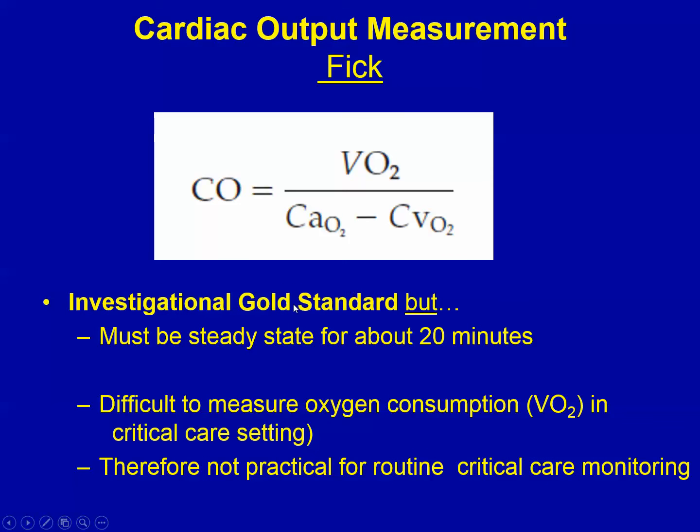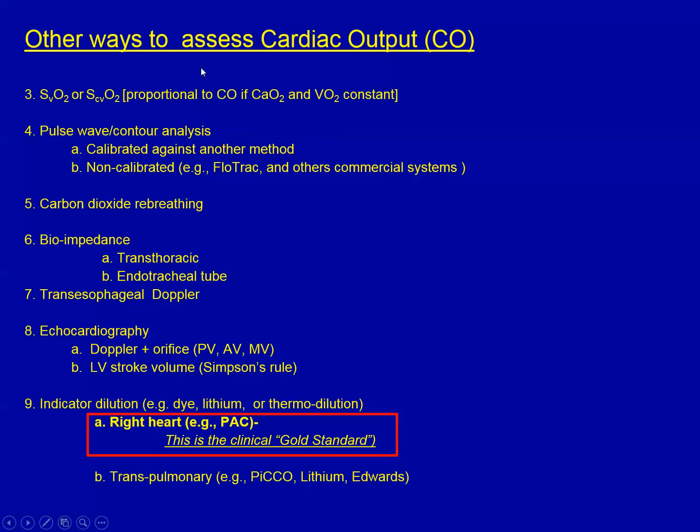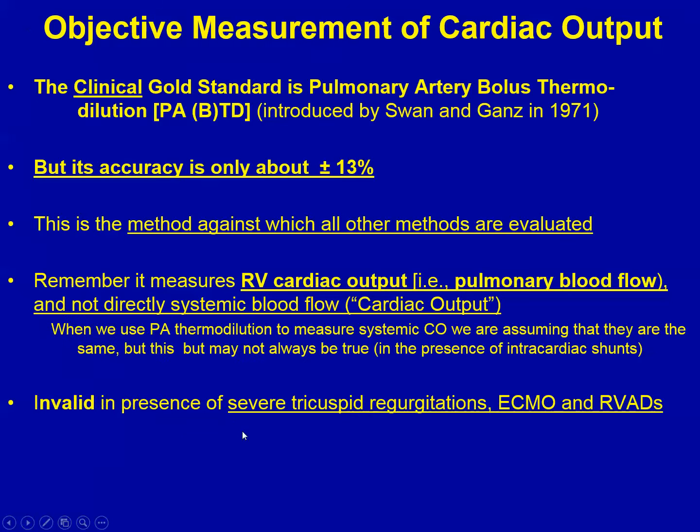The traditional investigational gold standard is the Fick, which is calculated from oxygen consumption divided by the arterial venous O2 content difference. Unfortunately, it is difficult to measure oxygen consumption in critically ill patients, and therefore it's not practical to use the Fick for routine critical care monitoring. Instead, there are a number of other options available to us, but the clinical gold standard is right heart thermodilution from the pulmonary artery catheter.